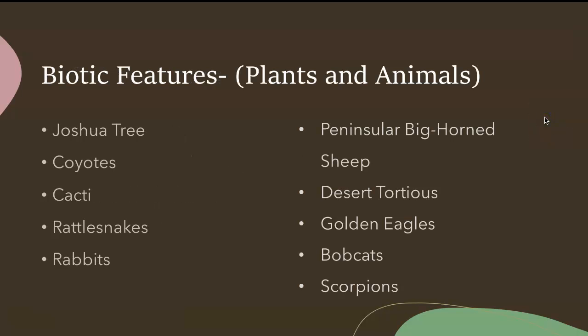The next point is the biotic features. And these biotic features are absolutely spectacular. The biotic features of this environment include the plants and the animals. And what else would I talk about except for the Joshua tree, for which the national park is named? The Joshua tree is not really a tree at all, it's more of a bush.